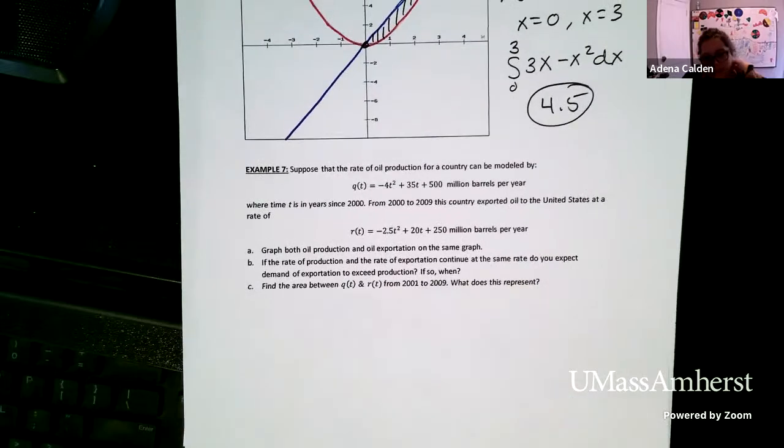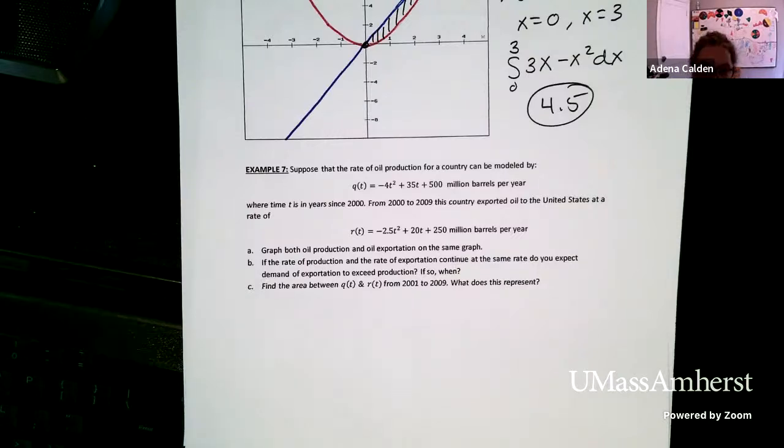So here, example 7 says, suppose that the rate of oil production for a country can be modeled by Q of T equals negative 4T squared plus 35T plus 500 million barrels per year, where time T is in years since 2000. From 2000 to 2009, this country exported oil to the United States at a rate of R of T equals negative 2.5T squared plus 20T plus 250 million barrels per year.